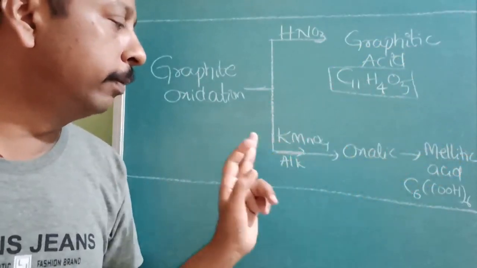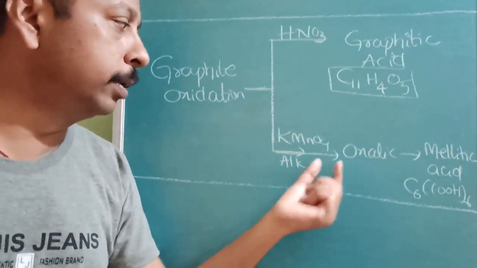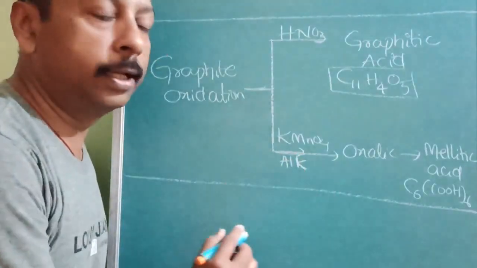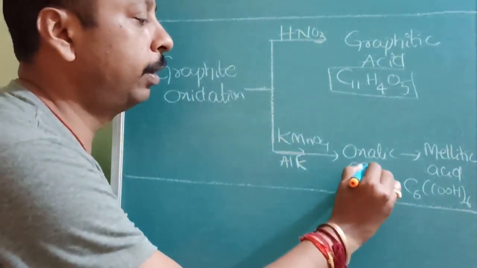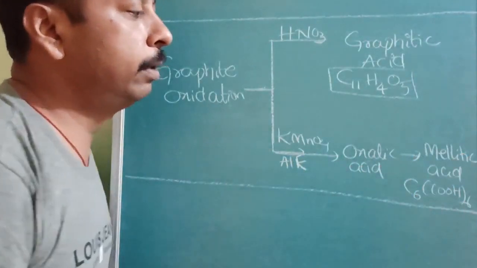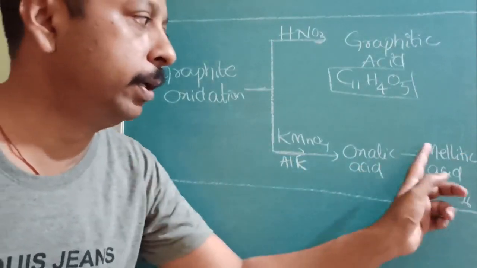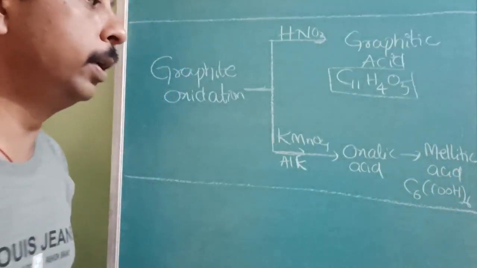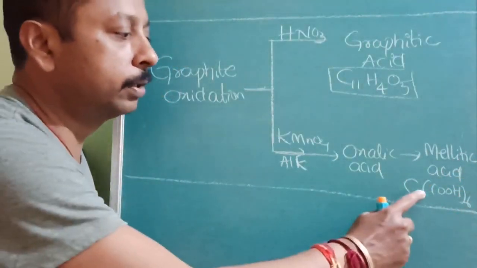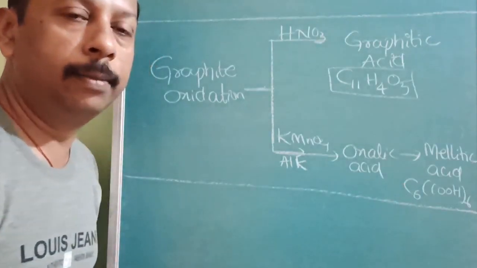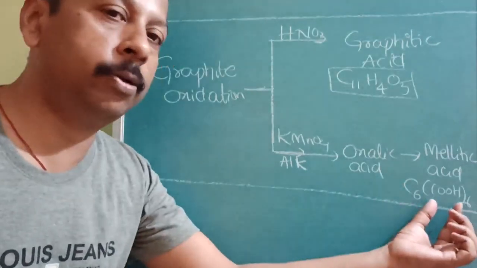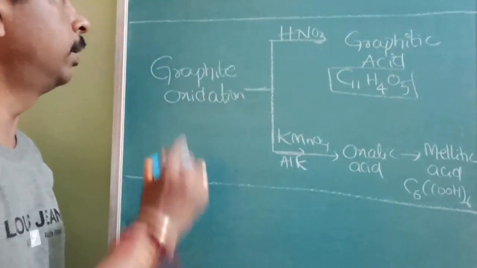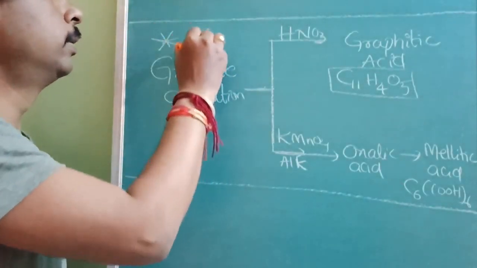C11H4O5. But the main thing you should remember is that when it is oxidized with alkaline KMnO4, first it forms oxalic acid, then it forms mellitic acid, C6(COOH)6. That means in the benzene ring, in place of the hydrogens, you will find COOH groups. This is a very important topic and questions are mostly expected.